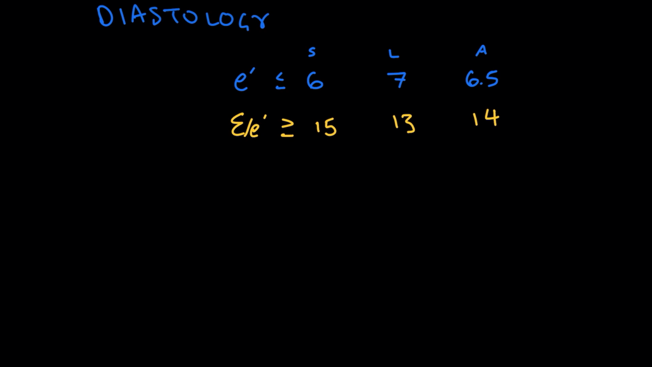Tricuspid regurgitation, the higher that is, that also suggests that we have... for this there's no septal versus lateral, it's just one number, 2.8 meters per second. The higher that is, the more tricuspid regurgitation. It suggests we've had diastolic dysfunction for some time. So these are the three parameters that we're going to evaluate.